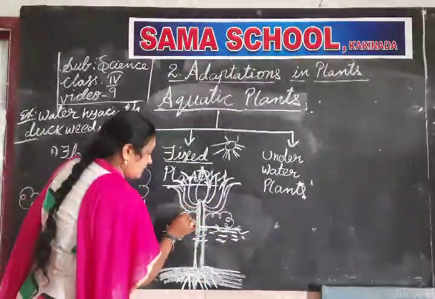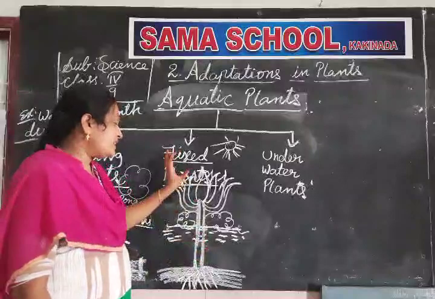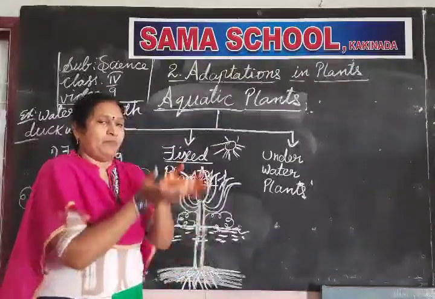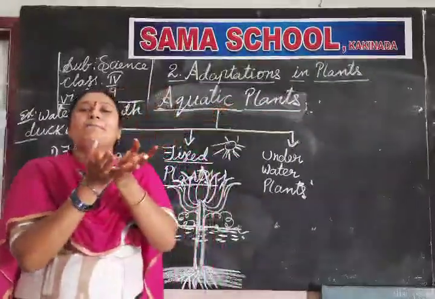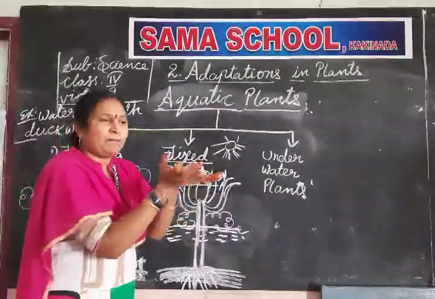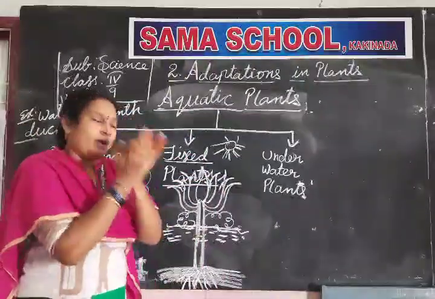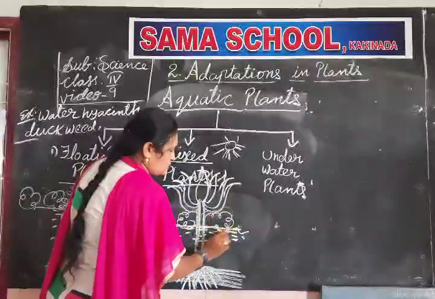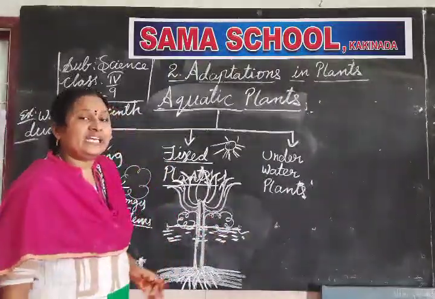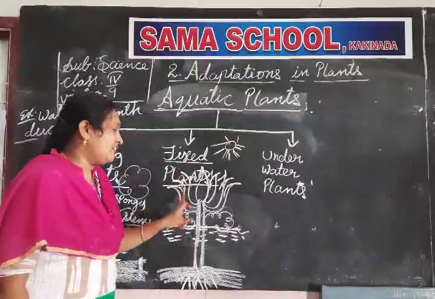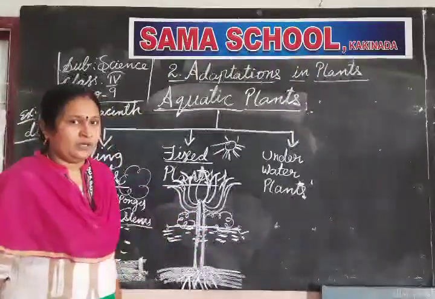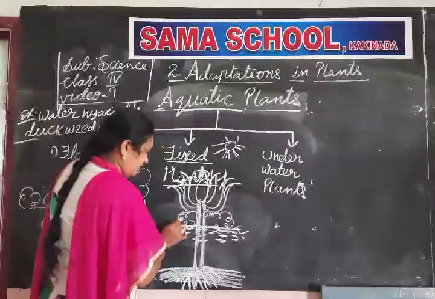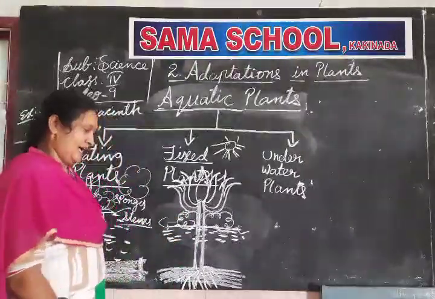Okay, next, coming to the leaves. These fixed plants have broad leaves, like plate-type leaves. Very broad leaves we can find in the fixed plants. And here is one more important feature these fixed plants have.